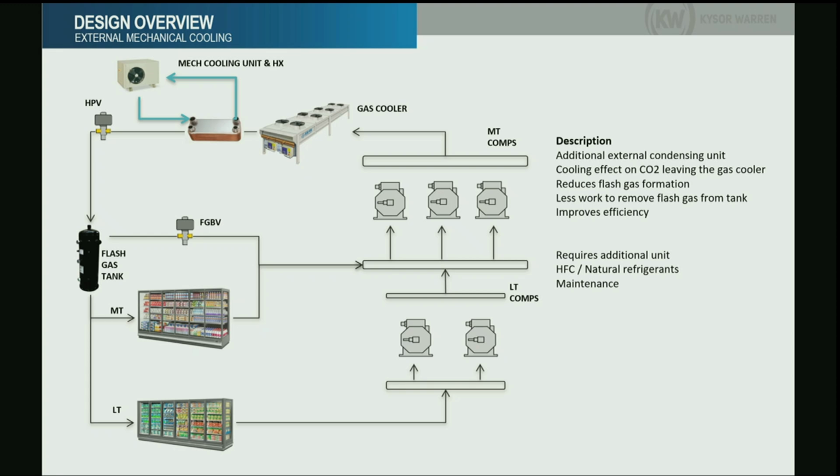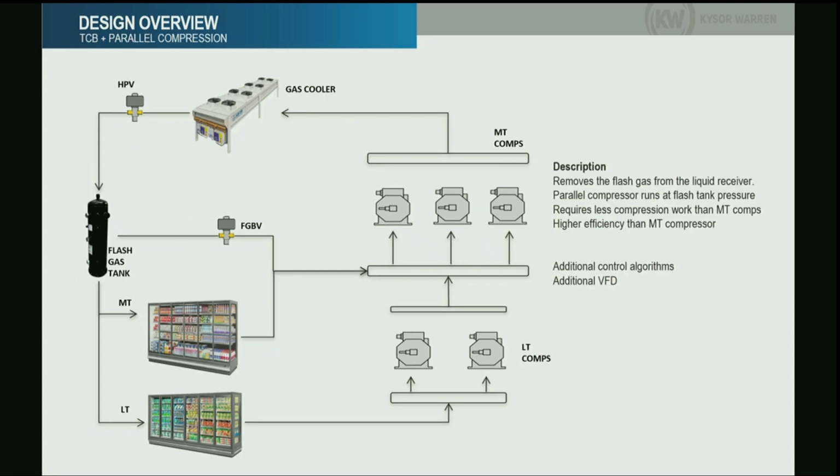Not too big a deal. So the next one will be parallel compression. We talked about the issues that we have with the vapor inside the tank and the different pressures that we have between the flash tank and the suction of the medium temperature compressors, and that we use a flash gas bypass valve over here. Well, this concept has another compressor that is connected directly to the flash tank. What is the benefit of doing this?